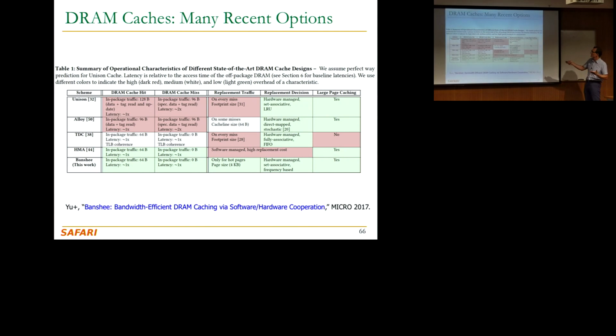For example, some of them make the replacement decision on a hardware-managed basis. Some of them make the decision on a software-managed basis. What else? These are the traffic that they assume in package, latencies that they assume, and what kind of coherence they provide, TLB coherence. If you're interested, you can read this paper. This is also one of the state-of-the-art works. This was published in MICRO last year, in 2017.